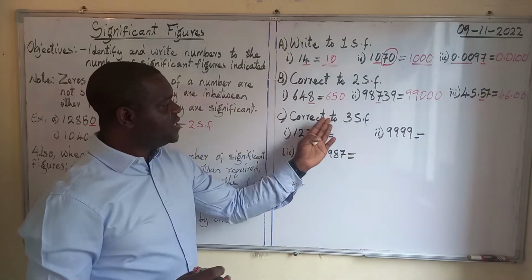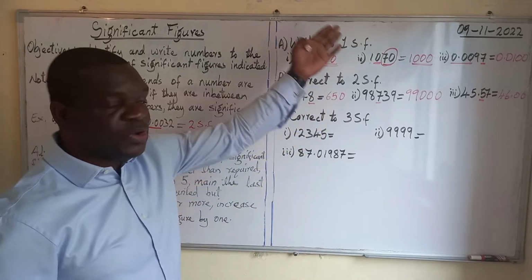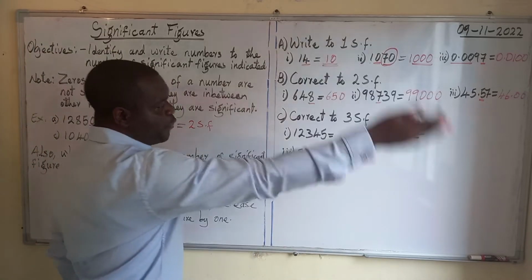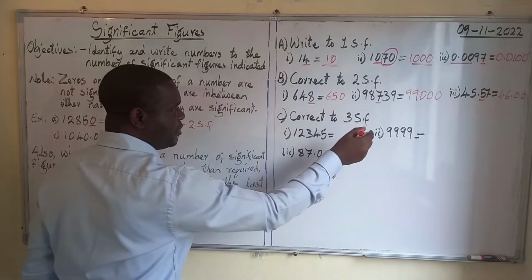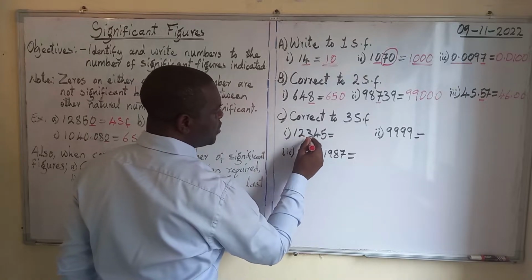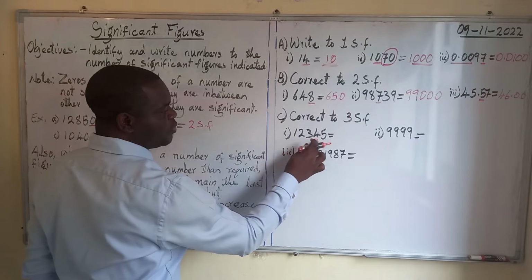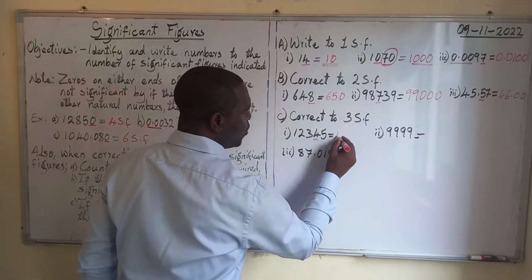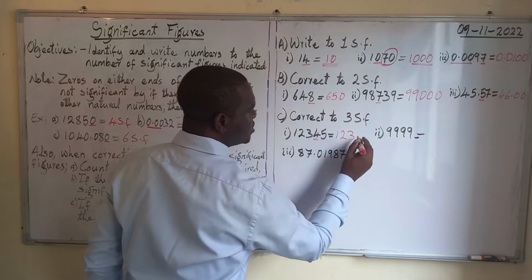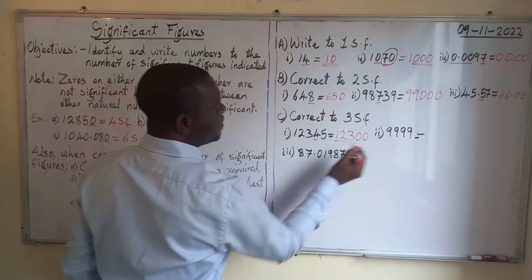Correct this to 3 significant figures. We follow the same rule, and here we count 4 significant figures and check the 4th digit. So this will be 1, 2, 3, 4. 4 is less than 5, so we're not going to add anything here, but we suppress these 2 to zeros. 1, 2, 3, and this suppressed. So these are 3 significant figures.